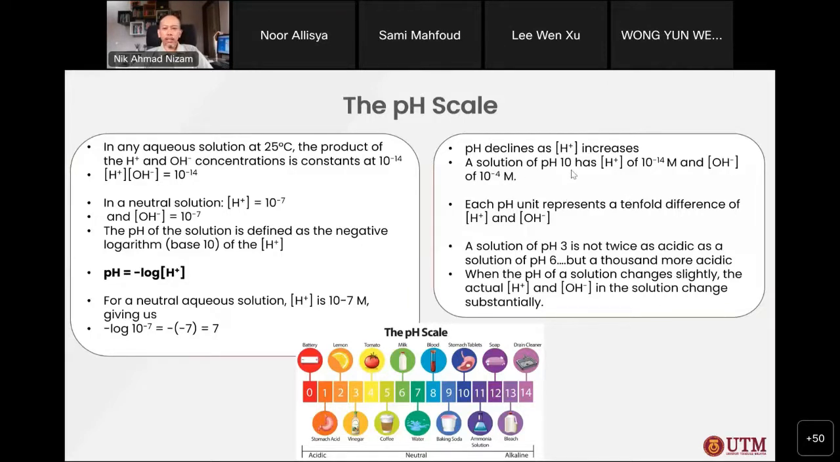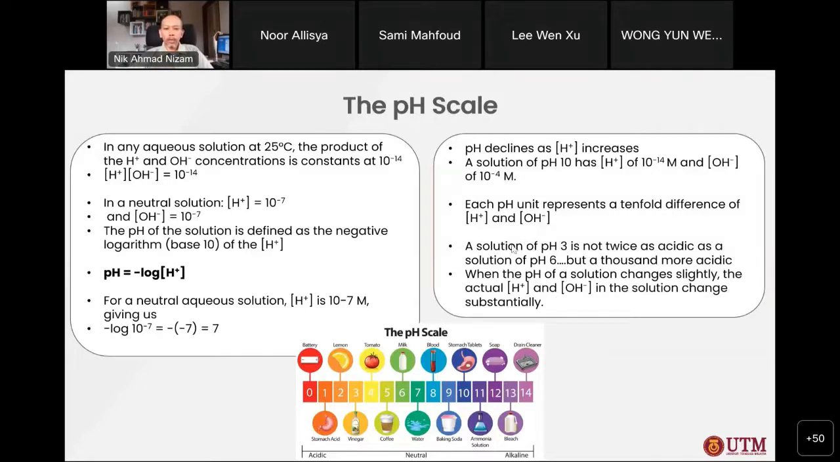So a solution of pH 10 has H+ of 10 to the power of negative 10 and OH- of 10 to the power of negative 4 molar. Each pH unit represents a tenfold difference in H+ and OH-. Because it is a log scale, it's not simply that pH 1 is greater than pH 2, and pH 2 is greater than pH 3. The difference is very significant.